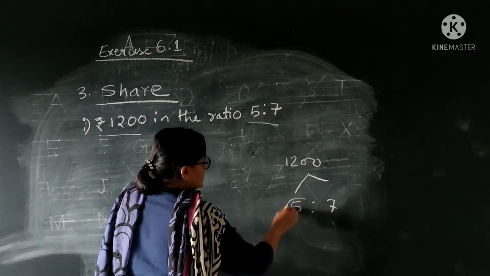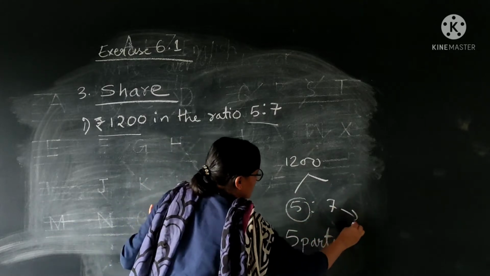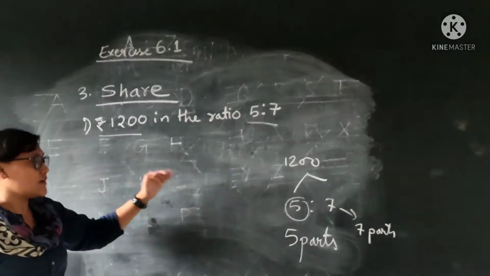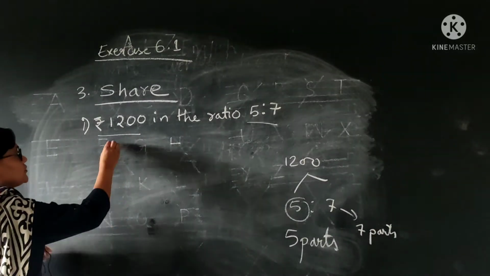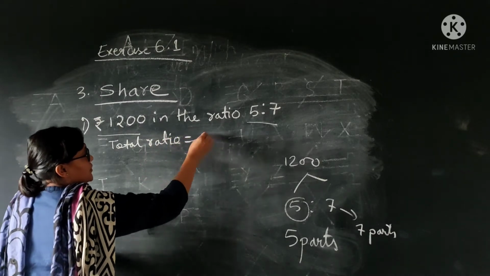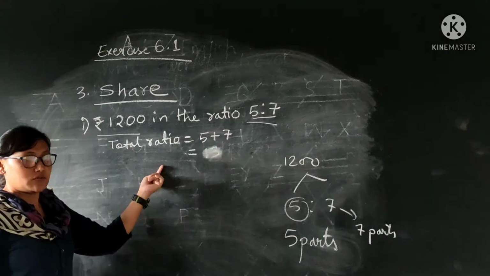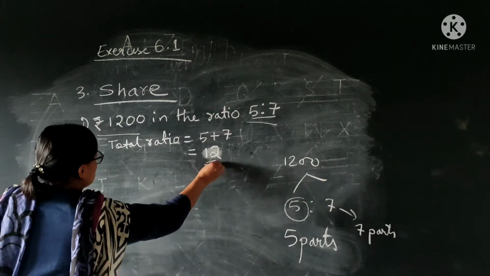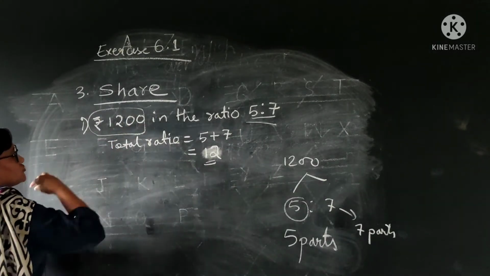It means if one person is getting 5 parts, the other one is getting 7 parts of 1200. 1200 is divided into 5 parts and 7 parts. So, first of all, you need to find the total ratio. Ratio is given 5:7, so total ratio means we will be adding the given ratios first. 5 plus 7 you will get as 12, isn't it? So your total ratio is 12. First of all, you need to find the total ratio and then you divide the 1200.